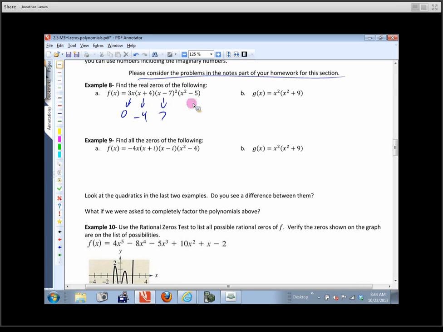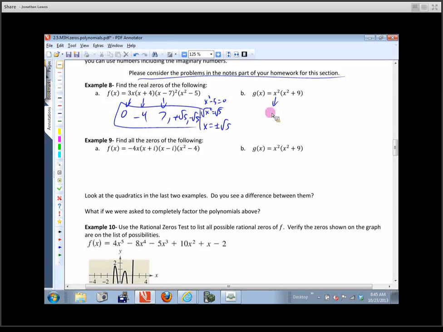How about this one? If we were going to solve that, you could use the quadratic formula, or you could just do this. When does x squared minus 5 equal 0? When x squared is equal to 5, and I take the square root of both sides, and I end up with plus or minus radical 5. So I get plus radical 5, and I get minus radical 5 there. So there are all the zeros. And are all of these real numbers? Yes, they are.